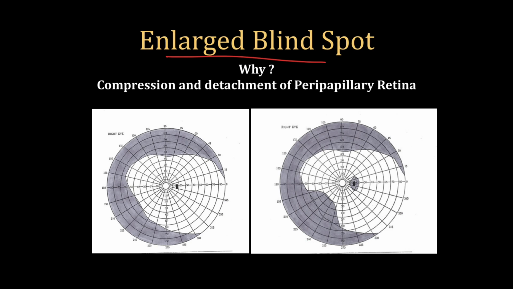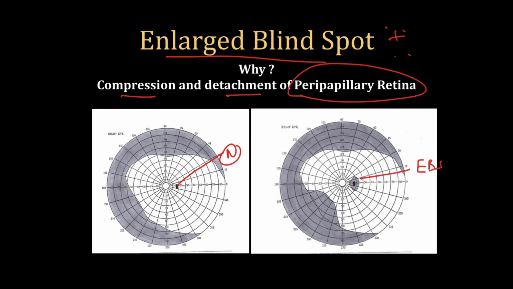What is the field defect the patient had? The patient had an enlarged blind spot. Now, why should the patient have an enlarged blind spot? It's because, very simple, the peripapillary retina in this patient went for a compression and detachment. That's why she had an enlarged blind spot. As you can see in this picture, this is the normal blind spot and this is the enlarged blind spot. And there is also some visual field constriction noted in this picture.